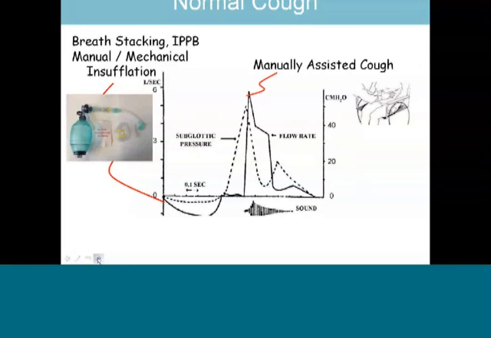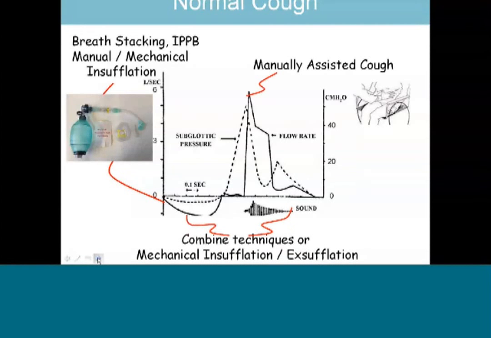If you can advance the slide for me. If the expiratory component is a problem, we can provide a manually assisted cough. And if you advance the slide again, if there's a component with both of these techniques, we can combine the techniques to further improve the cough strength. And if that fails to produce a good, effective cough, we can look at more technical devices in the form of mechanical insufflation, exsufflation. And I'll show you what that looks like in a moment.